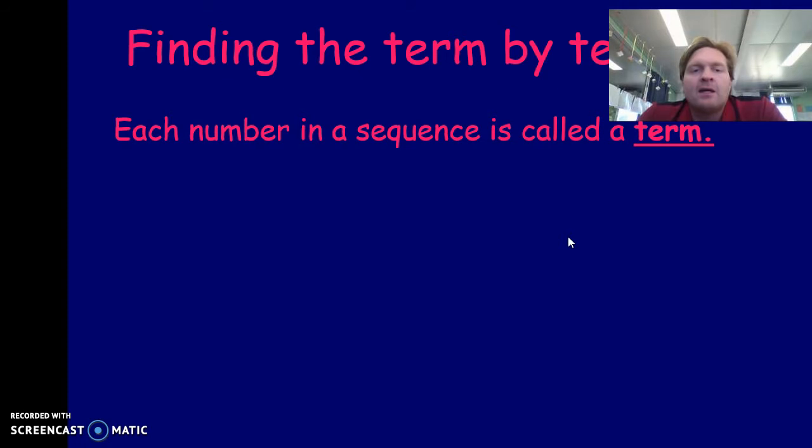At grade 6, one of the key things we have to do is finding the term by term rule. Each number in a sequence is called a term. First number is term 1. Second number is term 2. Third number is term 3, etc., etc. But they all are called a term.